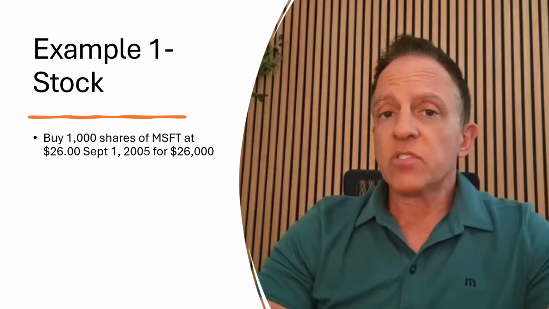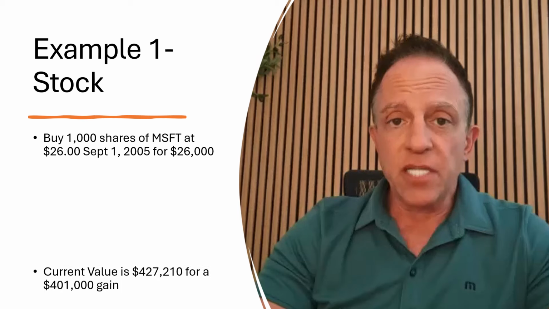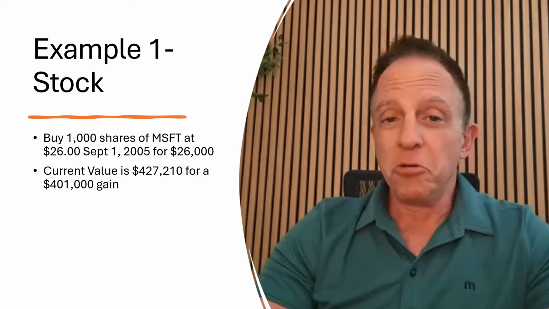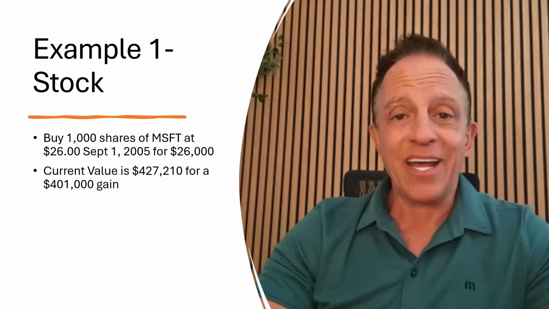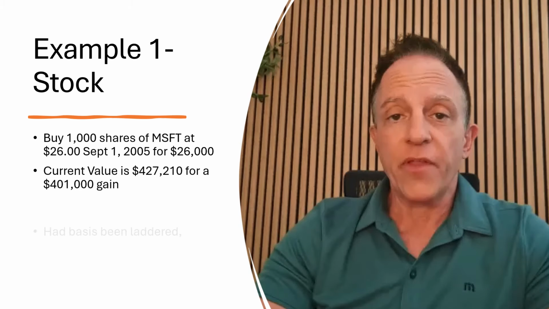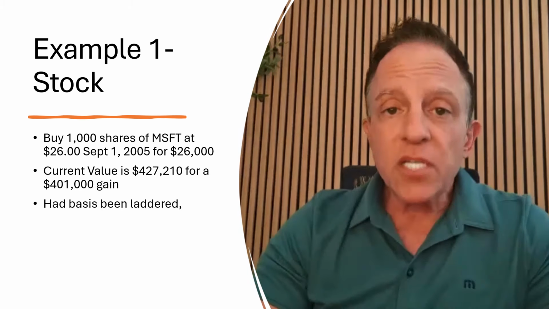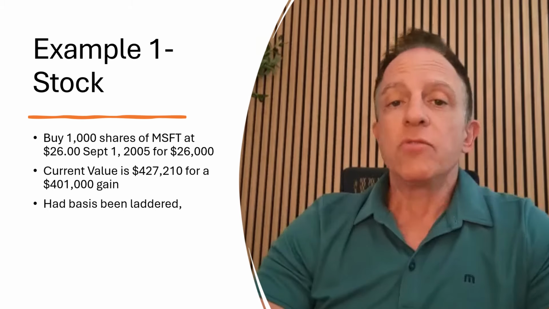So let me use one example of that, and we're going to use Microsoft. Had you bought Microsoft on September 1st, 2005, let's say you bought 1,000 shares at $26,000. Today, you'd have a nice little gain, $427,000 for a net gain of $401,000. If you want to sell out of Microsoft stock, how do you do that?